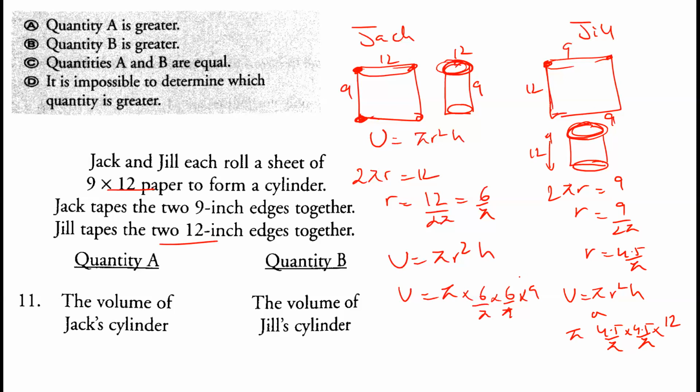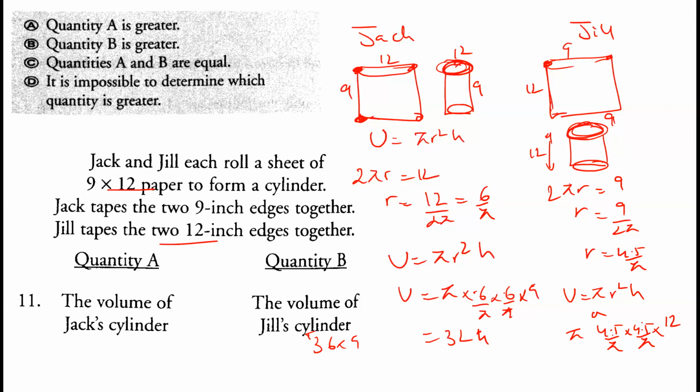So which is greater? So 6 into 6 into 9. So 6 into 6 into 9 is 324. So 6 6s are 36. So 36 into 9 would be, 6 9s are 54, 5 carries over. 9 3s are 27. 27 plus 5 would be 32.